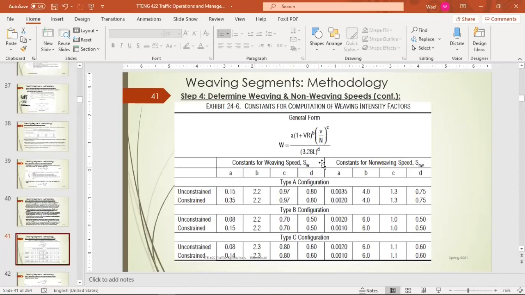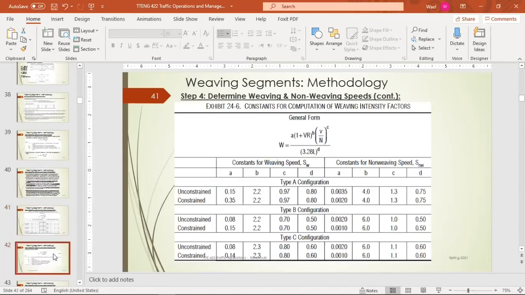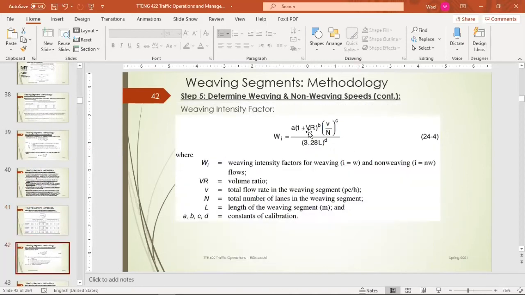For weaving speed, we use these parameters in that column. For non-weaving, we use these parameters. Okay, this first part: for the configuration of the weaving segment, if it's type A, we use these parameters for the weaving and for the non-weaving. For configuration B, we use these parameters for weaving and non-weaving, and the same applies for configuration C. Is that clear, guys? So the calibration constants A, B, C, and D we get from this table.